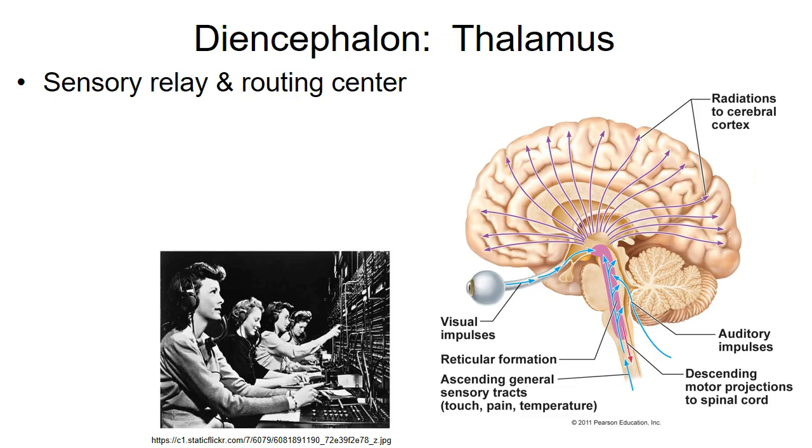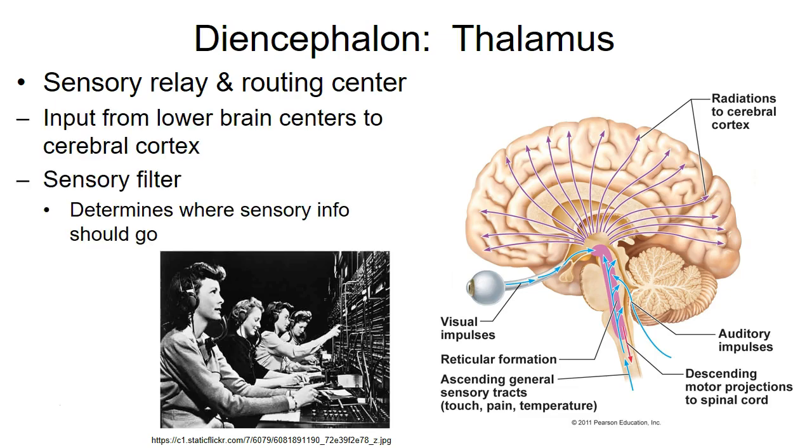Okay, so the take-home for the thalamus for you guys is that it's a routing center for information going into and out of the cerebrum, right? It's also involved with filtering information. It's involved with inputs from the lower brain centers to the cerebral cortex, and it's a sensory filter. So it determines where sensory information should go. So it's a major routing station.